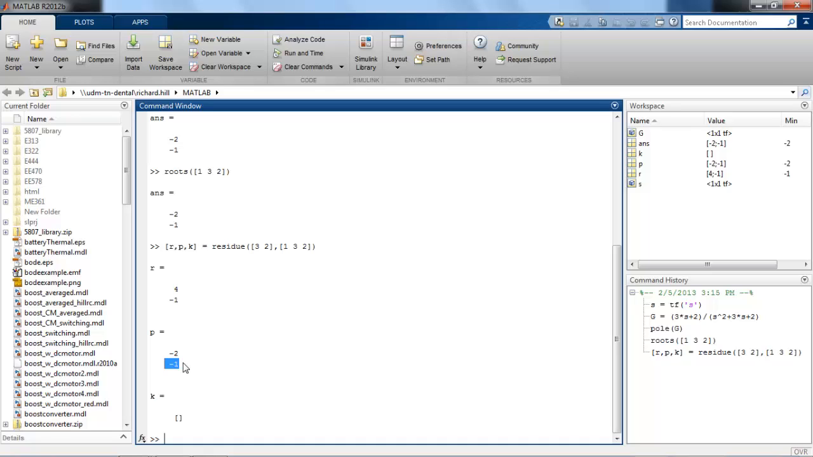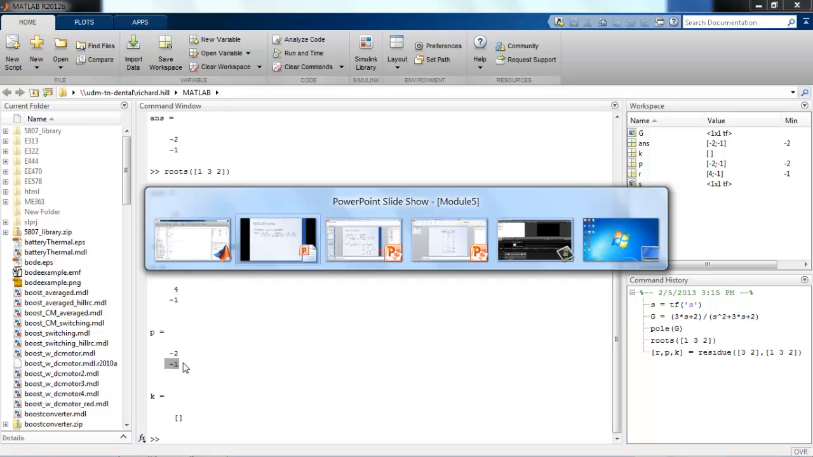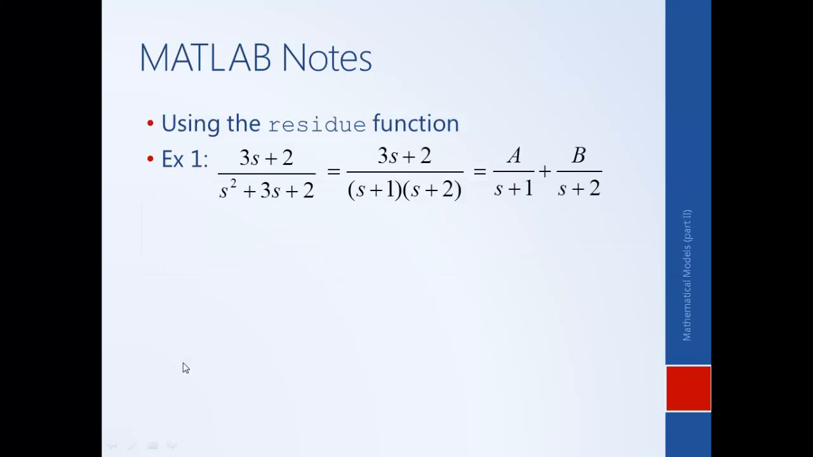Going back to our PowerPoint presentation, the residue that went with our pole at -1 was -1, and the residue that went with our pole at -2 was 4. So that's how we use MATLAB to find those numerators. Now we will look at our second example.